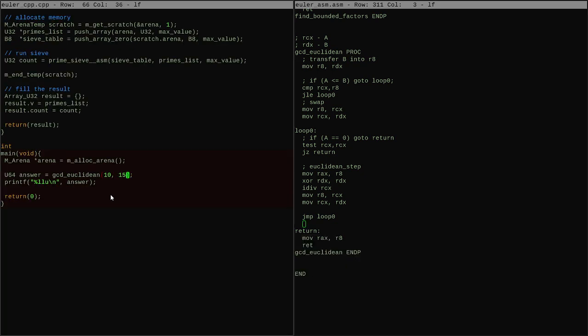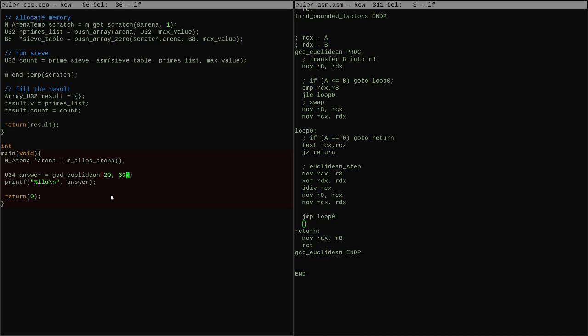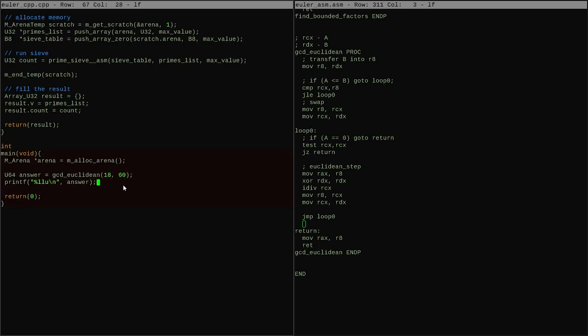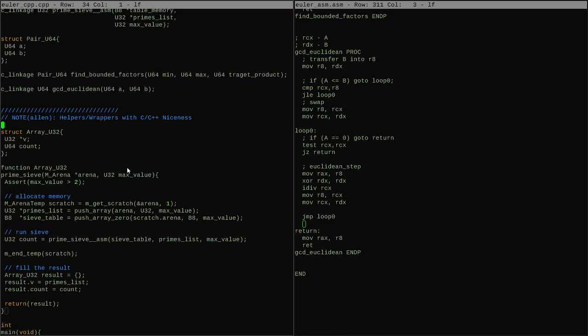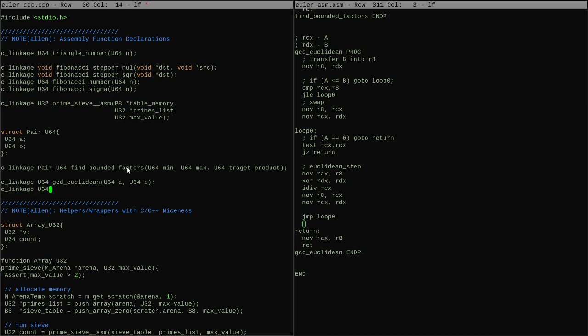There's our 5. Suppose I multiply this by another 2 and this by another 4. There we go. Suppose I take that to that, then I get there. All right, yeah, so that looks like it's giving me a good GCD. So now I can do a C linkage U64 LCM via the Euclidean algorithm.